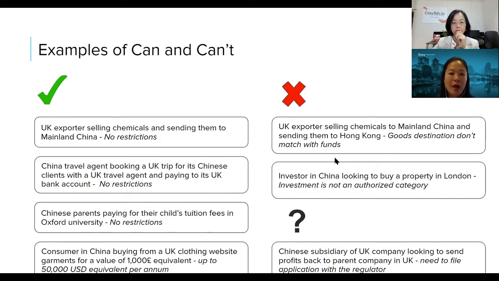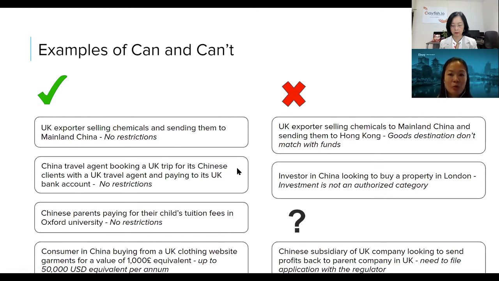So here I have tried to provide practical examples of what I touched on in my previous slide, because we actually get a lot of clients that are doing business with China and ask us why their client has problems sending them the money directly from China. So what are the dos and don'ts? Take a UK exporter selling chemicals and sending them to mainland China. In this case, because the destination of goods is directly mainland China, and your mainland China counterparty is paying you directly, as I said, there are no restrictions at all.